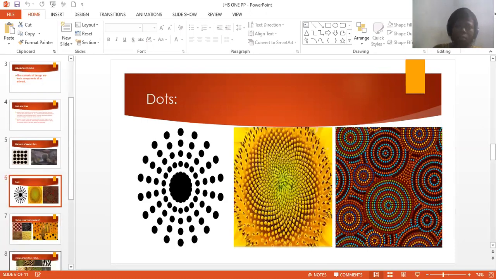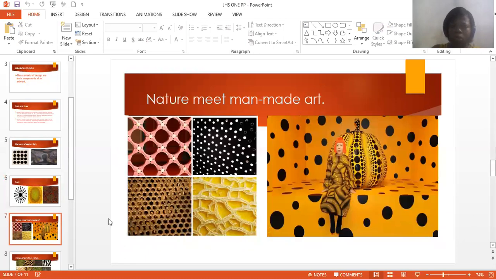The next one is dots, and some natural places where you can find them. So this is the sunflower. There's a sunflower that has been shot up close, and you can see how beautifully arranged it is. You could see the way the dots have been arranged beautifully. But it's all by God, it's all nature. And this is another dot pattern that has been generated from this inspiration. So we can generate our own ideas looking at these dots.